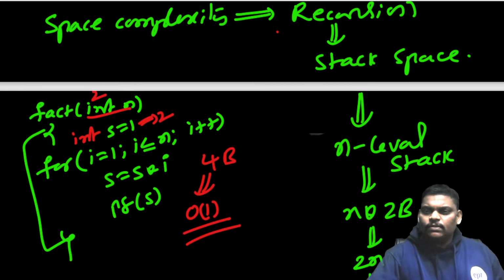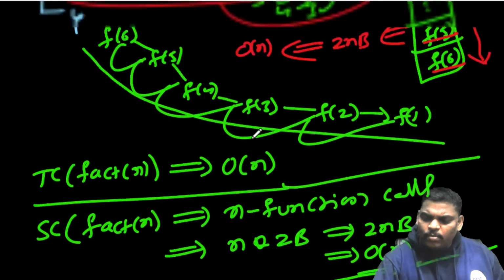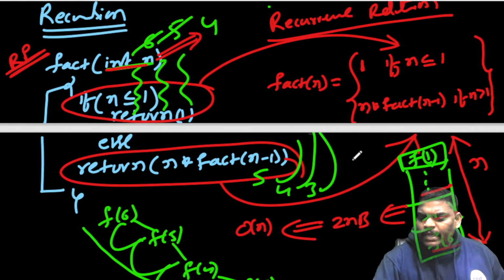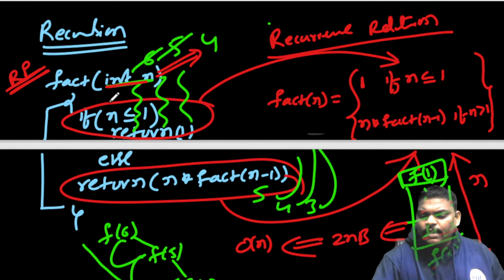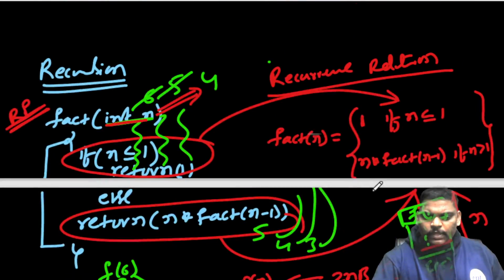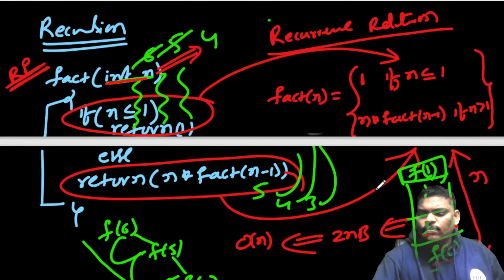Can I move to next? Every recursion you can write in the form of a recurrence relation. In the last class I explained what recursion is, the 10 points I told you. Now some more discussion.